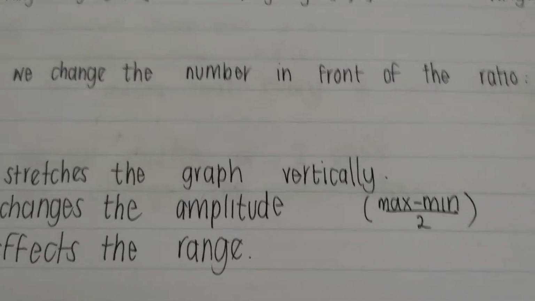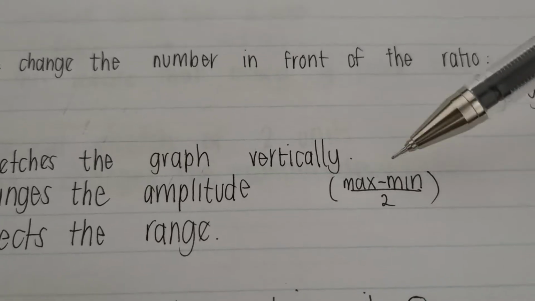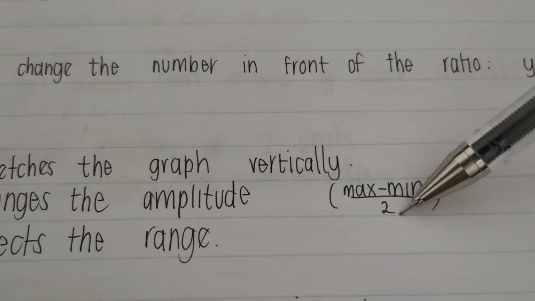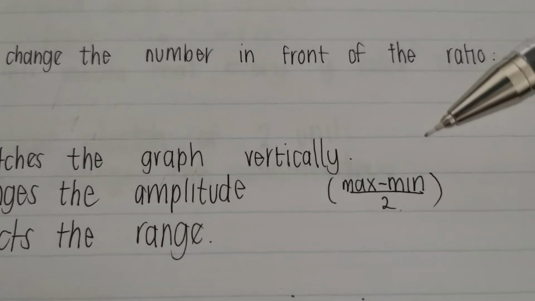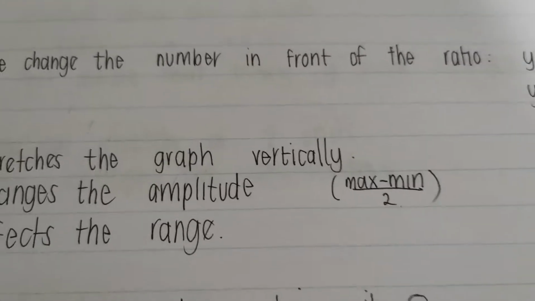Now, because it's getting stretched up and down, it changes the amplitude. Here's the formula: maximum minus minimum divided by 2. And also, it's getting a new maximum and minimum, so it's affecting the range. So that's important that you know, okay?